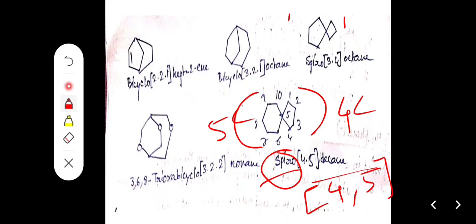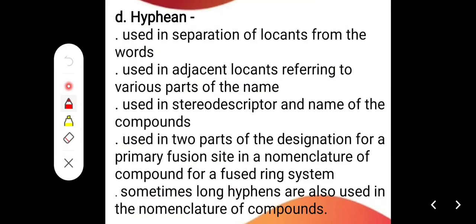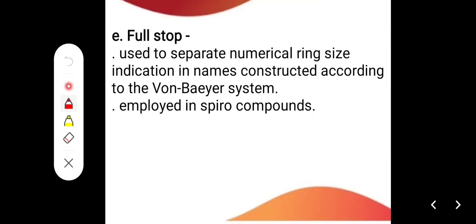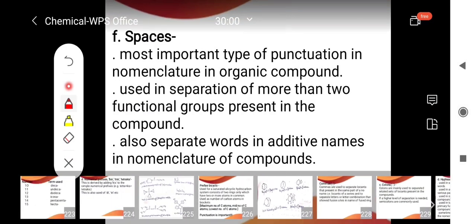This is the nomenclature of bicyclo and spiro compounds. Now after this we consider the comma, colons, hyphen, full stop used, and spaces. Okay. Now up to this.